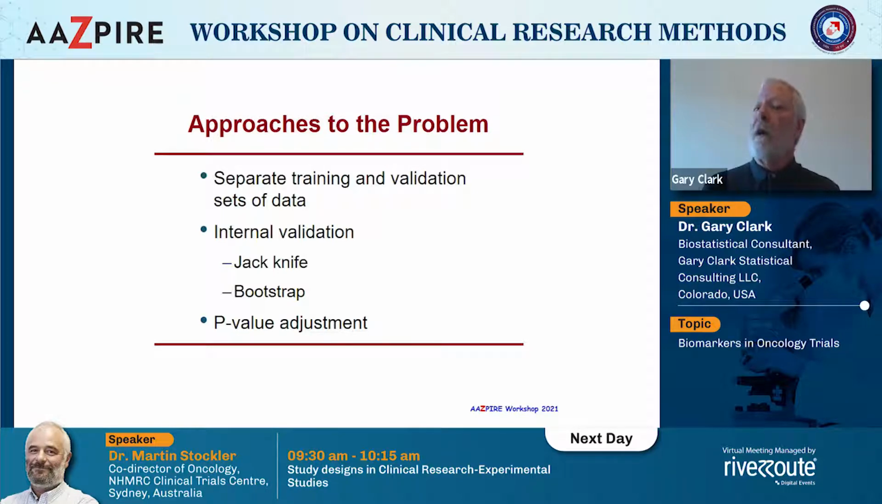Or we make p-value adjustments. We don't test at 0.05 to find that cut point. We test at something much smaller. And sometimes it has to be really, really small if you have many, many different tests of hypothesis.